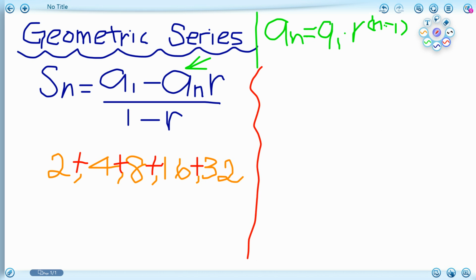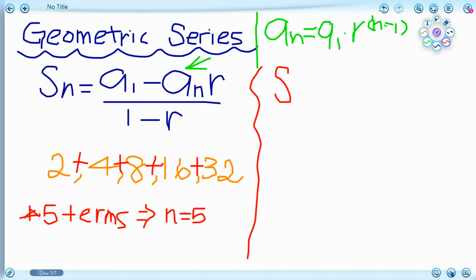So once you look at it, I want to plug in for n, right? So we're thinking, do we have n? No. But look again. It's a finite sequence. That means it has a certain number of terms. How many terms do we have? We have noted that we have 5 terms. If there's 5 terms, that means n is equal to 5. Okay, so our n is equal to 5, so I'm going to plug that in.